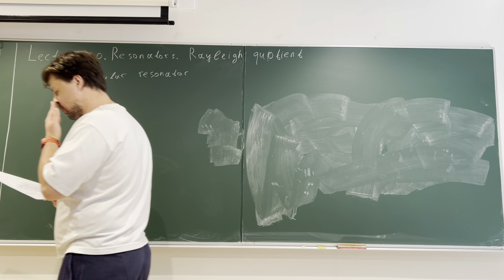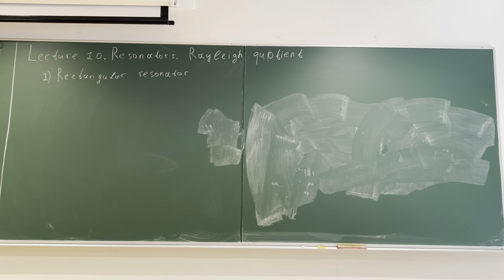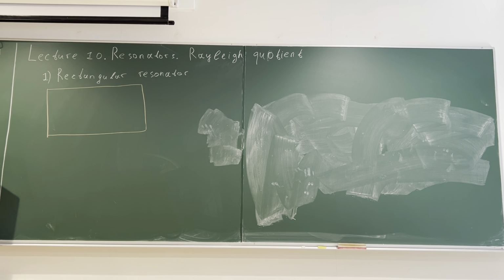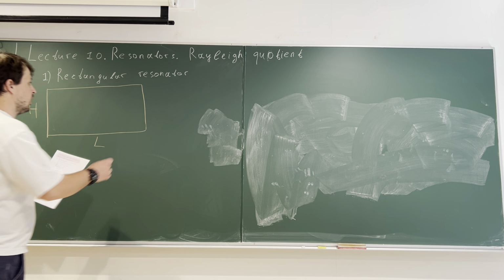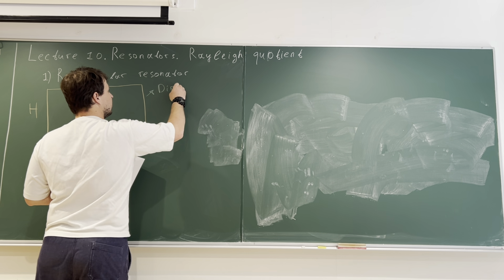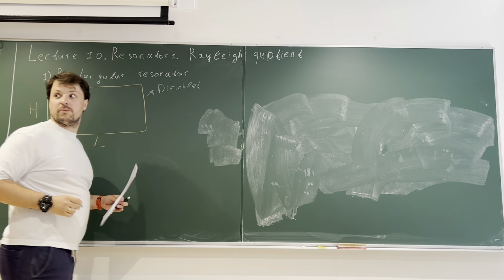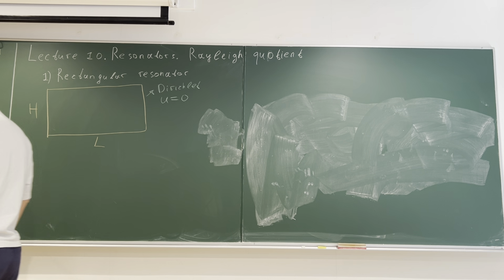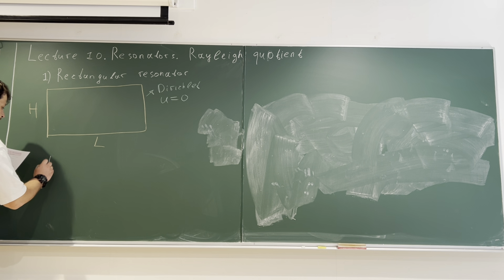But I suppose you already know everything. So we have a rectangular cavity of length L and height H. And I set Dirichlet boundary condition on the boundary. So we solve Helmholtz's equation.